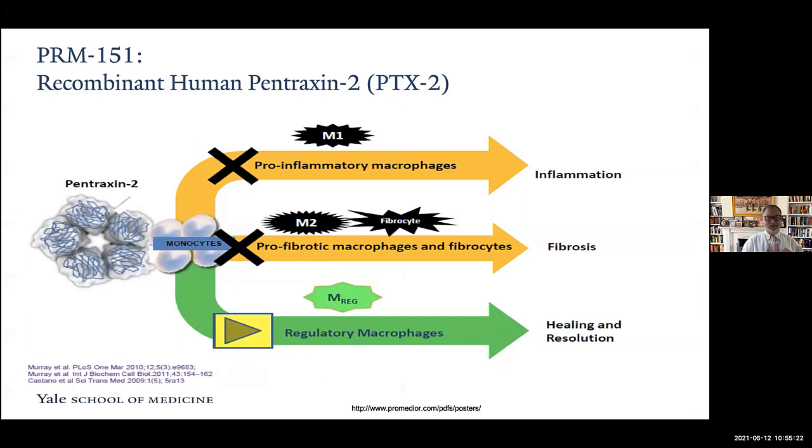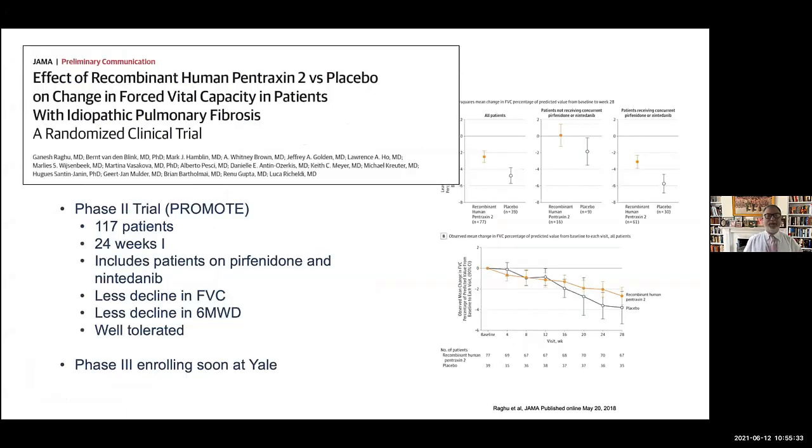And indeed, there is a molecule called pentraxin-2, PRM-151, which is in clinical trials, that seems to eliminate the differentiation into profibrotic macrophages. They did a phase 2 clinical trial, which showed some promising results. There was actually less decline in FVC, less decline in 6-minute walks, and it was really well tolerated. And there is a phase 3 trial now that's enrolling in multiple places, including Yale.